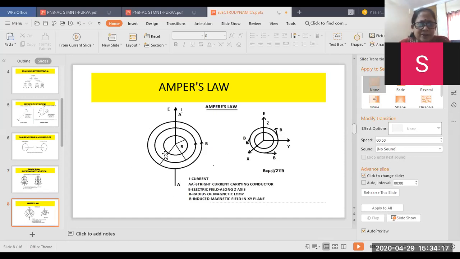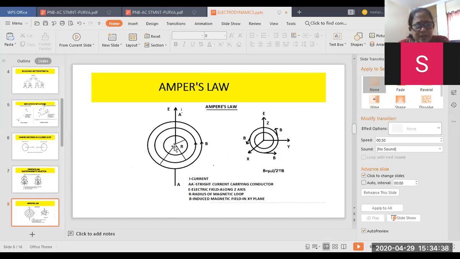It is symmetric. So you can see I have written a factor R here. Okay. So how does R change? R changes depending upon the field strength. So here field strength is different. How is field strength determined? It is given by mu naught I divided by 2 pi R for a straight current carrying conductor.